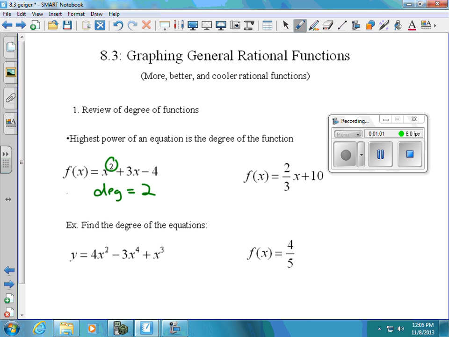F of x equals 2/3 x plus 10. The degree of that one is 1, because the x in the first part is the highest. The degree down here, even though it's out of order, is 4. It's the highest power. And I don't see an x here, so the degree is 0. Constant function. Remember, back a few chapters ago, back in semester 1, we talked about degree functions, known as chapter 5.